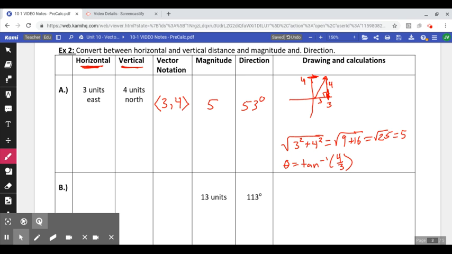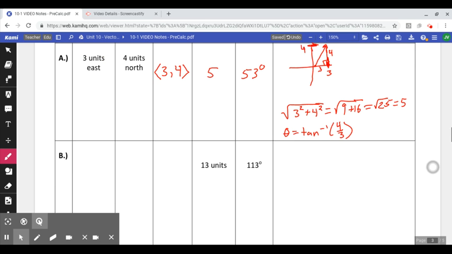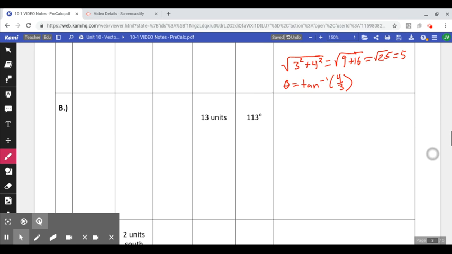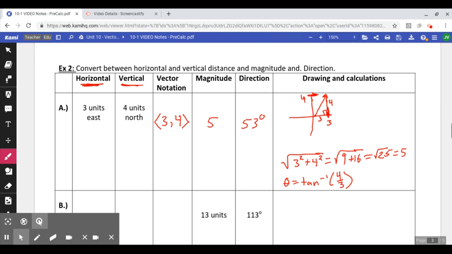Take the time to pause the video if you need to. If you're getting a decimal that's not 53 degrees, it's possible that you're in the wrong mode. For these vectors, usually we're going to do these with degrees, not radians. So make sure that you're in degree mode on your calculator, and you can hopefully type that in and get 53 degrees. With the next part, we're given some pieces of information.